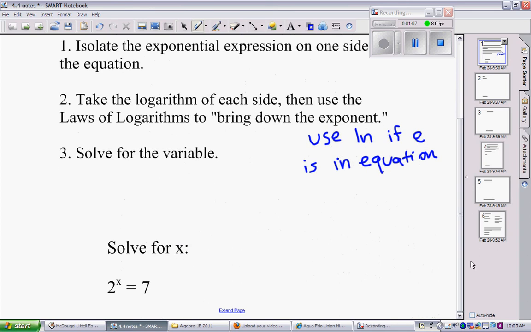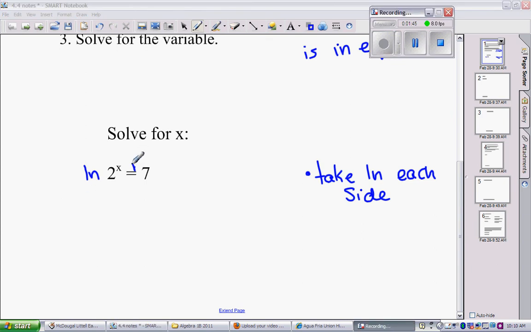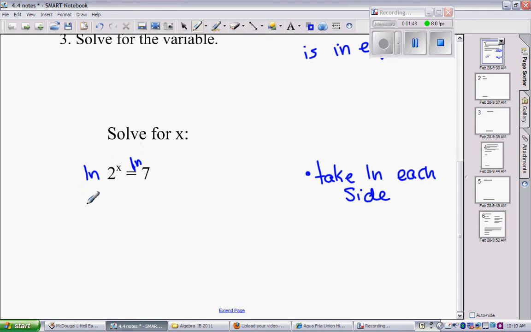So our first problem is 2 to the x equals 7. Well, we know it's not going to be an integer because no number for x will give 2 to the x equals 7. So we need to take the natural log of each side. So we are taking the ln of both sides.